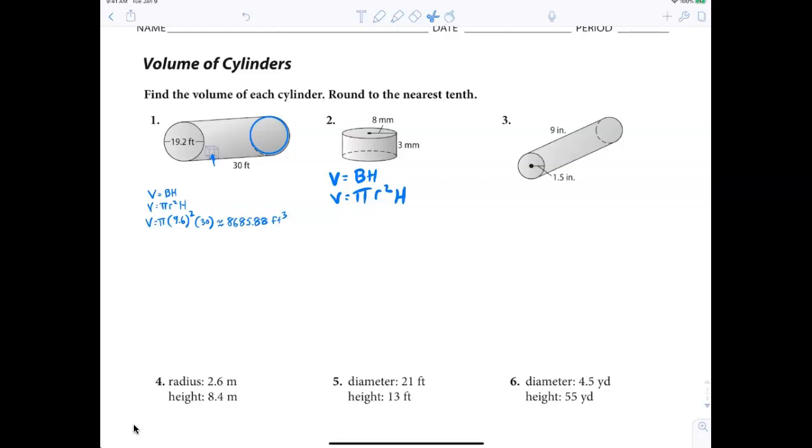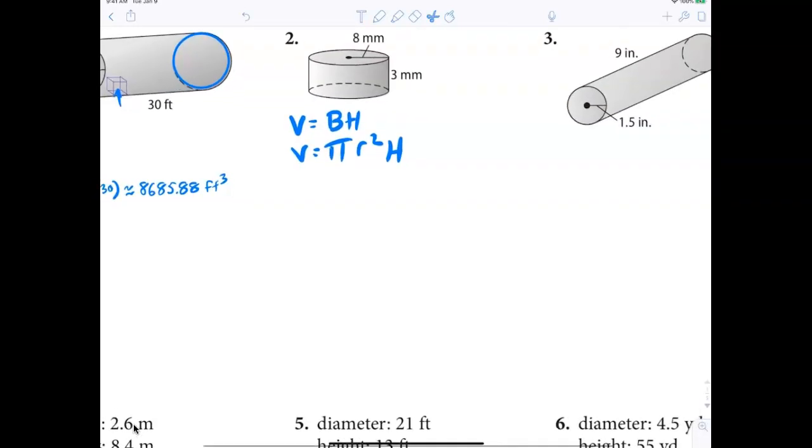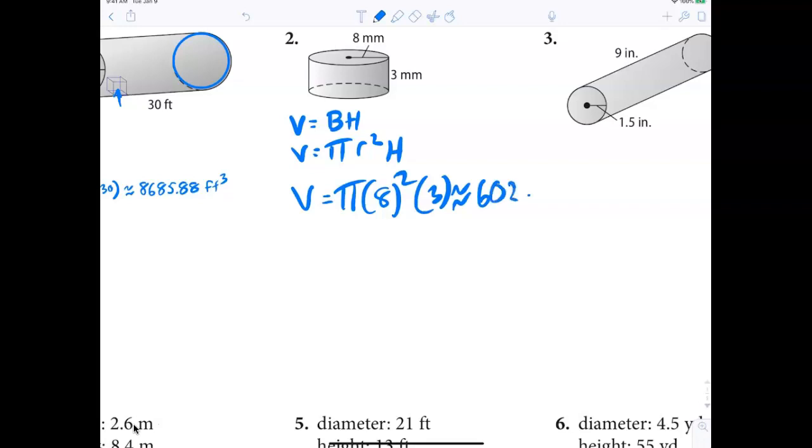So help me out with number 2. What'd you get? I got 602.88. I wanted to make sure volume equals pi times 8 squared times 3, right? Anybody else get 602.88? Is everybody happy with that? Now again, make sure you're using your calculator. If you're off by a little bit, I'm okay with that.